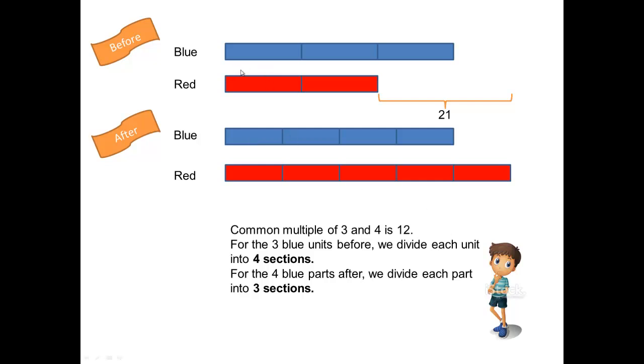So for the 3 blue units before, we can divide each unit into 4 equal sections. For the 4 blue parts after, we can divide each part into 3 equal sections. So let's do that now. We have 1, 2, 3, and 4, for each unit. We do that similarly for red buttons before.